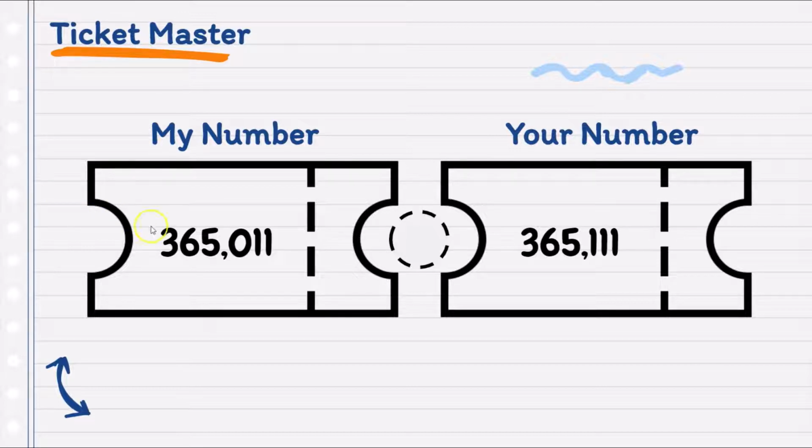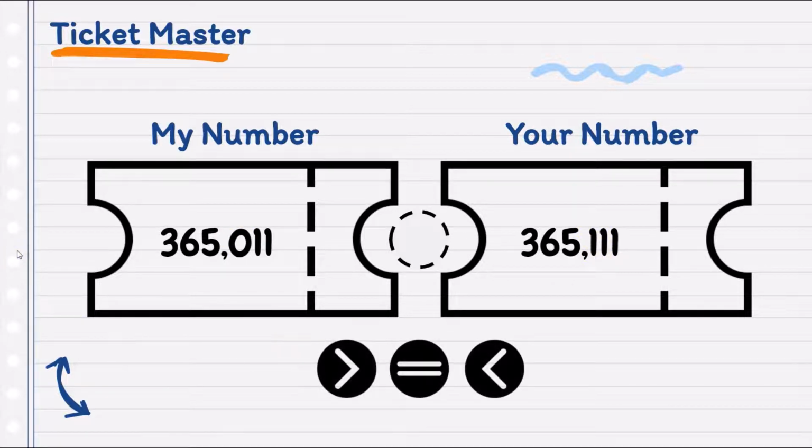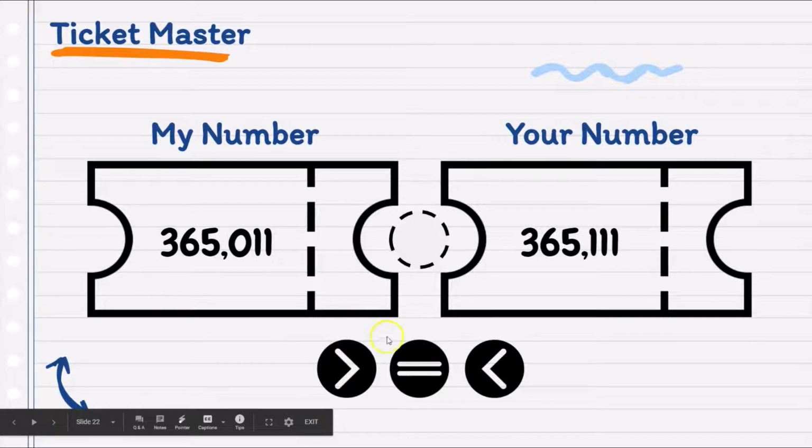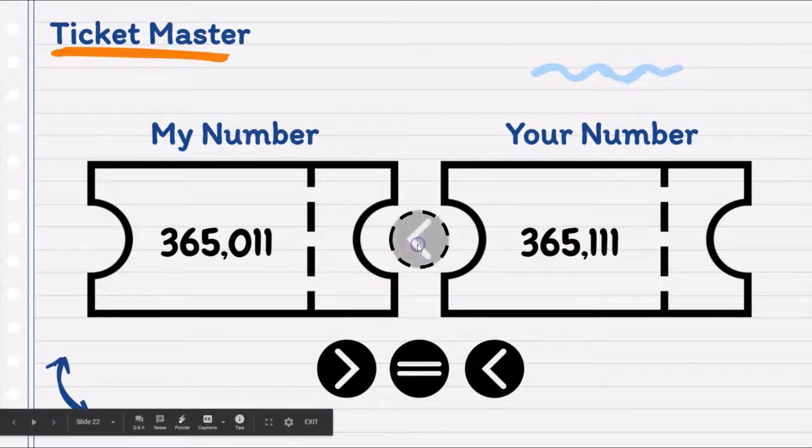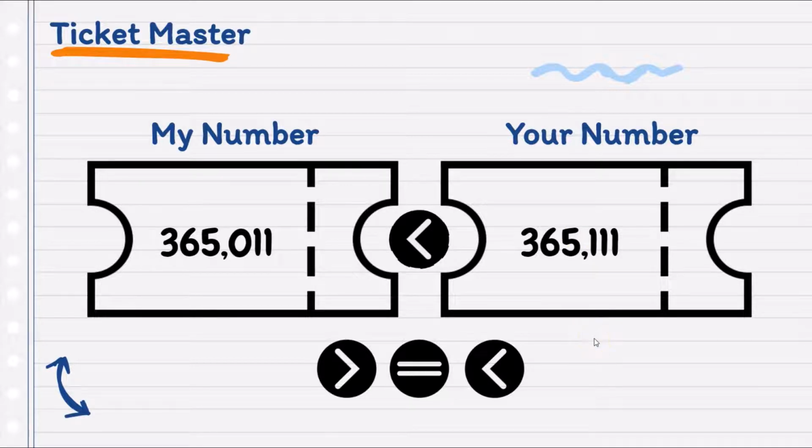I immediately gravitated towards the hundreds place. I have 0 hundreds. You have 100. So now it's time to use our symbols again. Is my number greater than your number, equal to your number, or less than your number? Well, of course, I have 0 hundreds and you have 100. So my number is actually less than your number because you have more hundreds than me. Let's make a comparison statement now. 365,011 is less than 365,111 because 365,111 has 1 more hundred than 365,011.